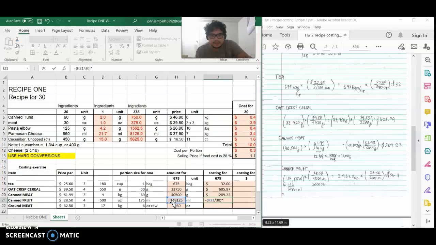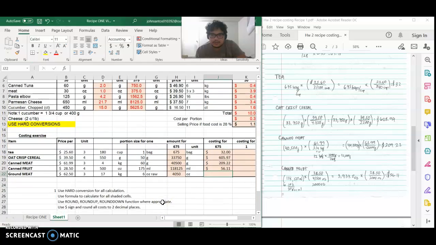Then multiply it by the price of $28. Again, use your open parenthesis. That's important. Divided by open parenthesis 4 multiplied by 500, and that will give us $56.11.